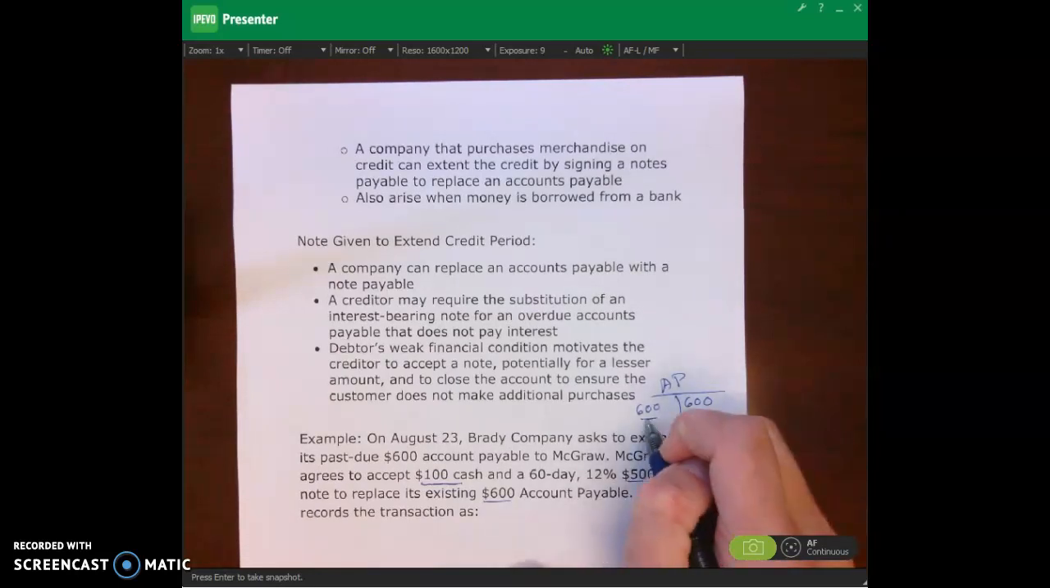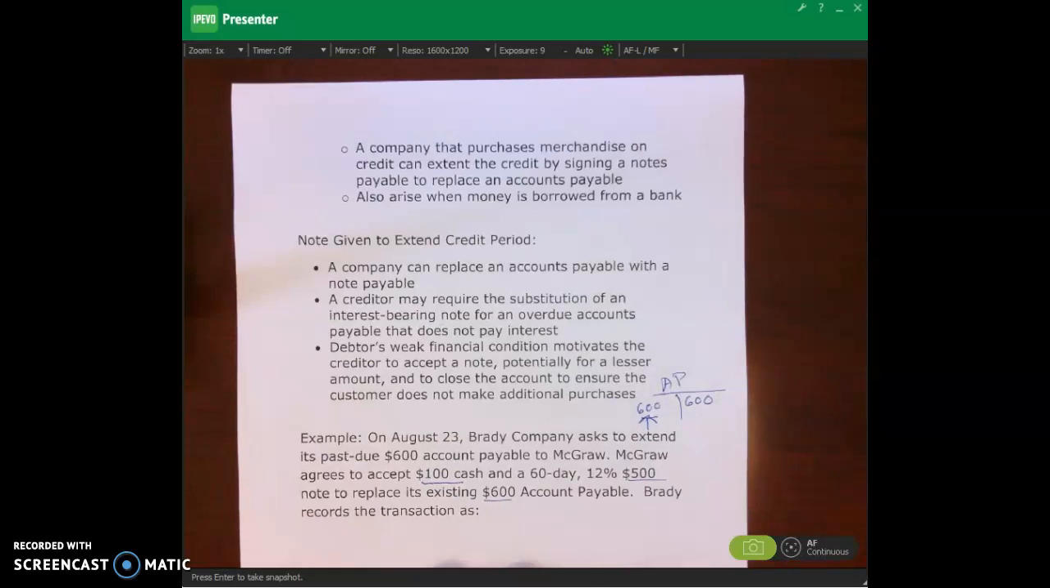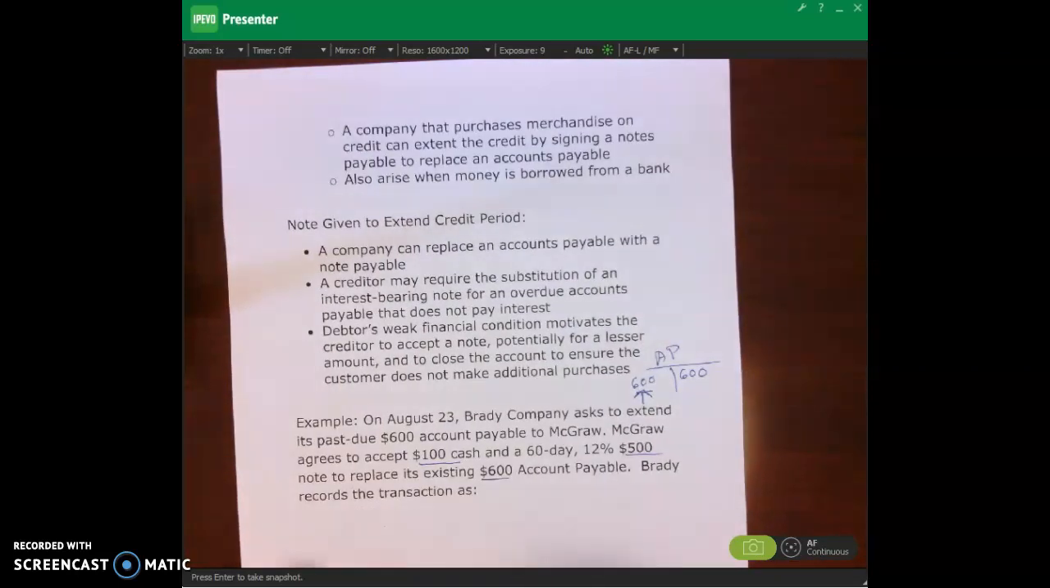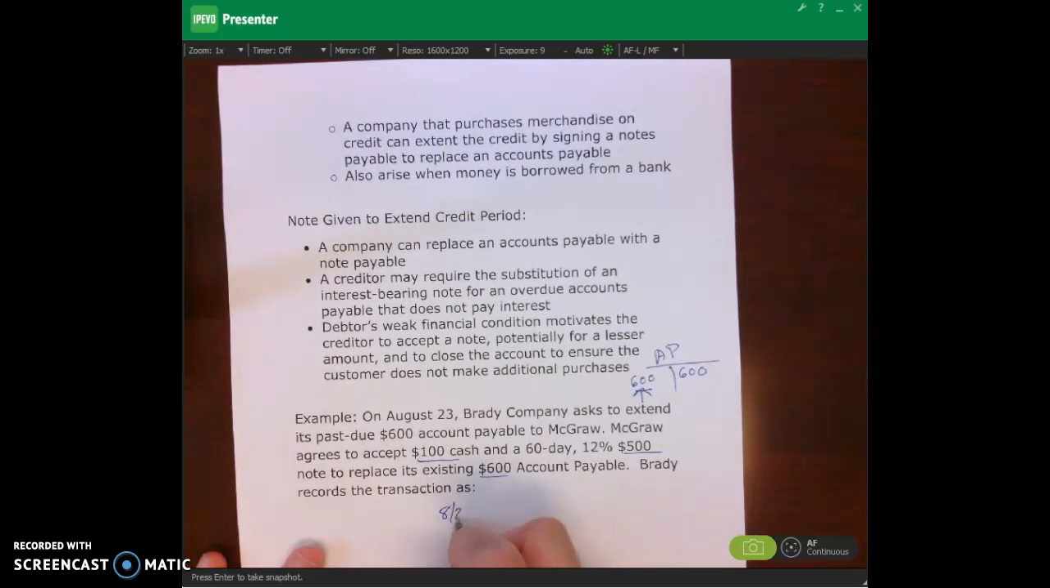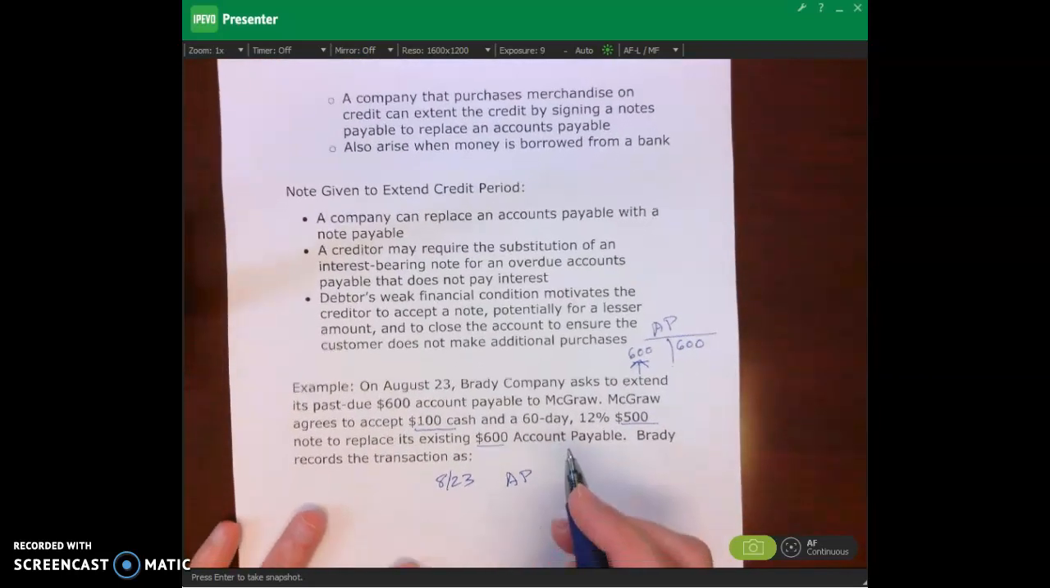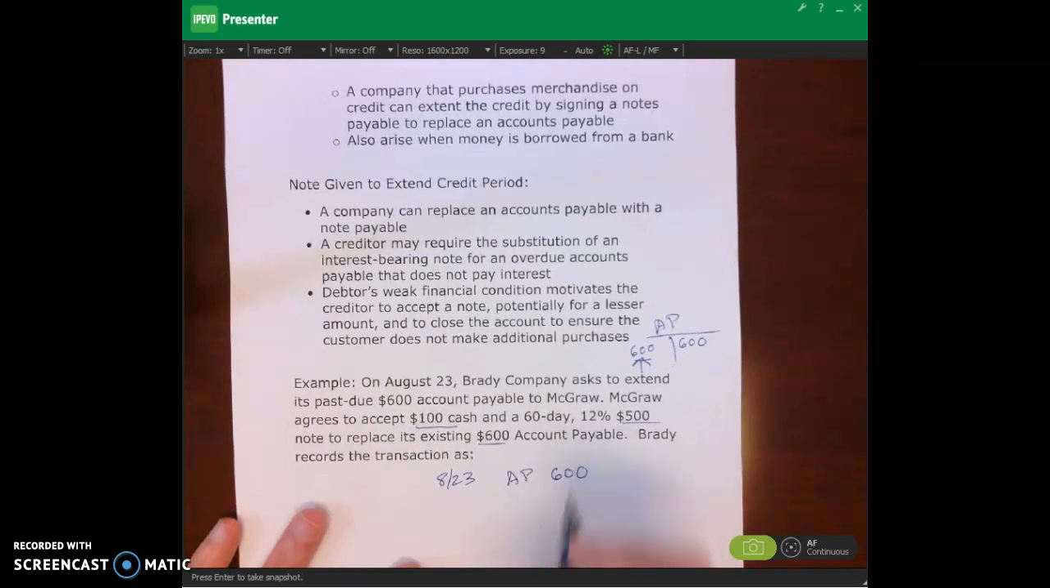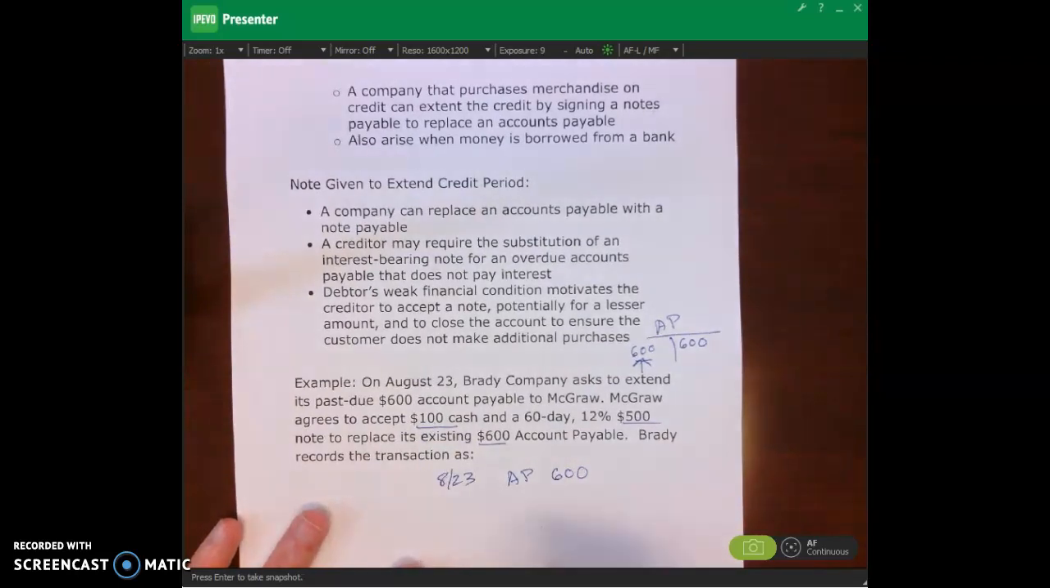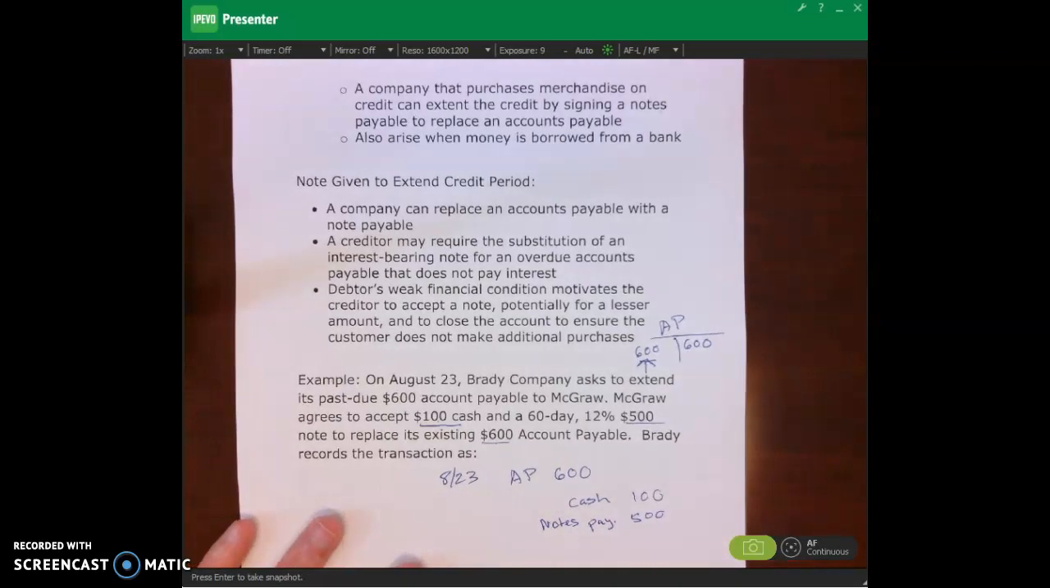So we have to debit accounts payable. We're going to debit accounts payable, put the date of 8/23. I'll debit AP, my abbreviation for accounts payable, for $600, and we're paying $100 cash. Credit to cash, $100, and then I'm issuing a $500 note payable, so I have my credit to notes payable for $500, and that's my journal entry right there. Okay?